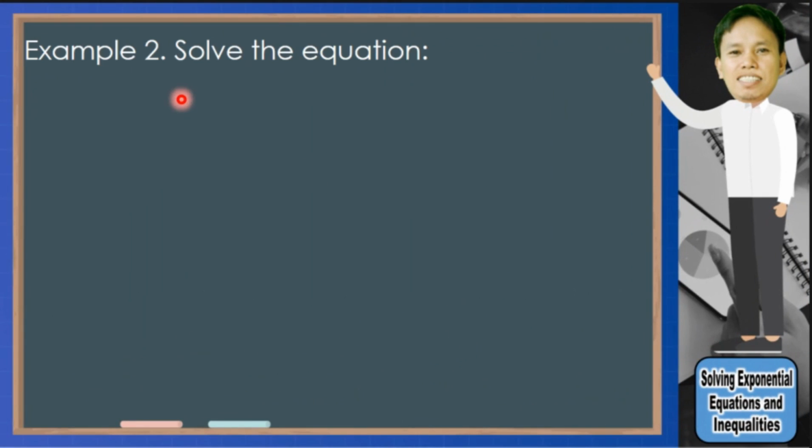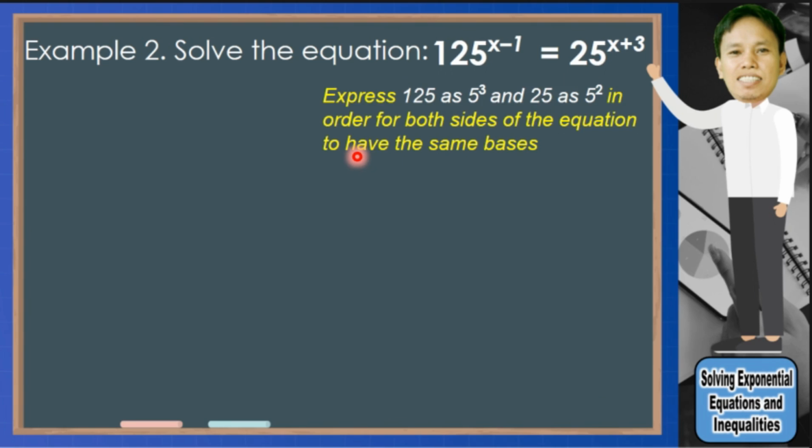Example number 2. Solve the equation 125 raised to the power of x minus 1 is equal to 25 raised to the power of x plus 3. So, we have to express 125 as 5 to the power of 3 because 5 times 5 times 5, that is 125. And 25 as 5 to the power of 2 because 5 times 5, that is 25. So, we have to express these two in order for both sides of the equation to have the same base.